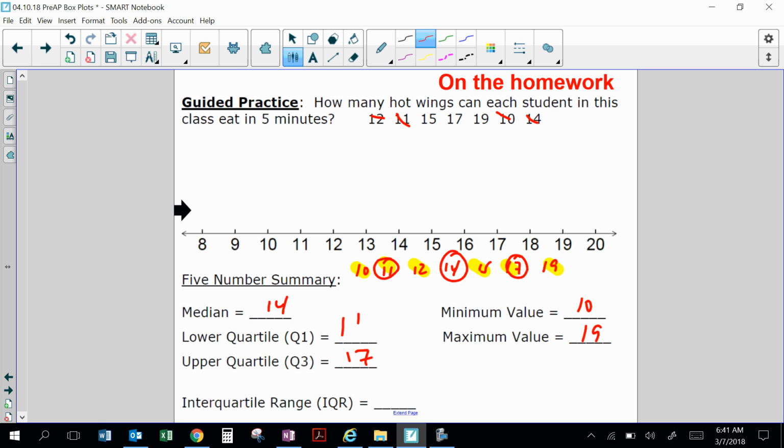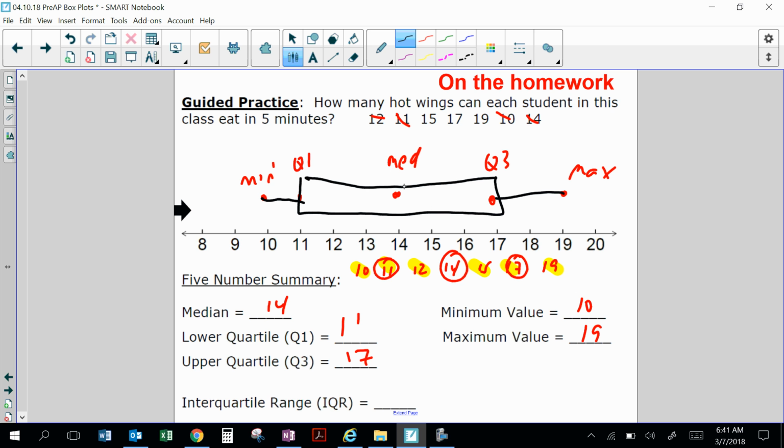So let's draw a dot for each one. We need to draw a dot for the minimum, 10. The maximum is 19. And you know what? I'm going to label this minimum, maximum. 14 is the median. 11 is quartile 1, and 17 is quartile 3. So now let's make a box plot. These are the tails. And then we draw a box around here.